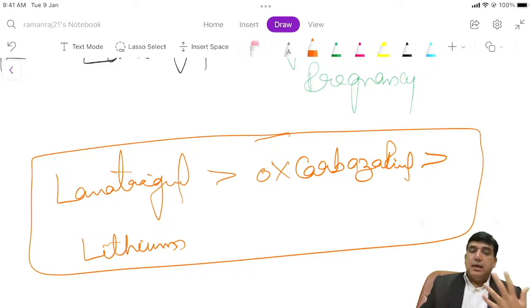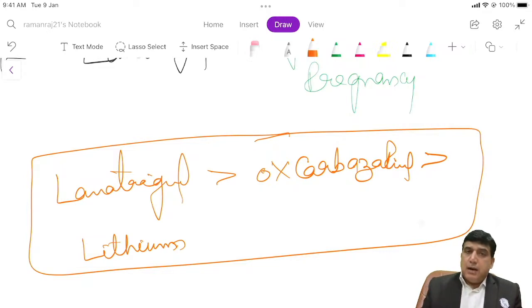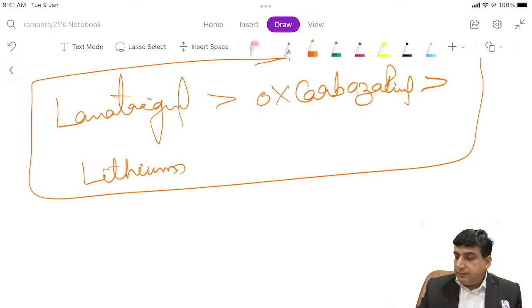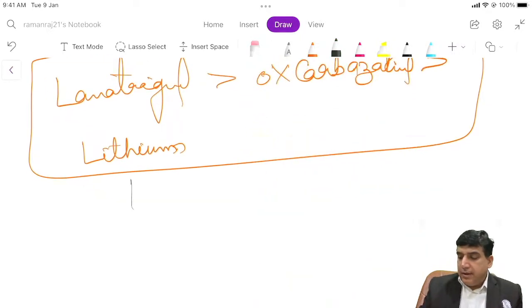Why lithium? Lithium also causes the Ebstein anomaly, but the data suggests the neural tube defect caused by valproate and carbamazepine is far more common than the Ebstein anomaly caused by lithium. So lithium is safer than valproate and carbamazepine. Apart from that, lithium is an important drug. They ask, so read everything about lithium. Okay, the half-life of lithium is what? 1.3 days. That you have to remember.